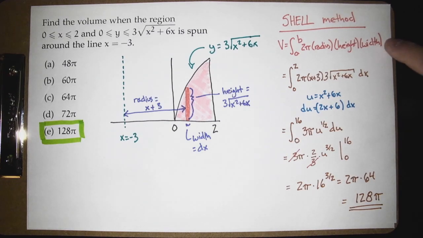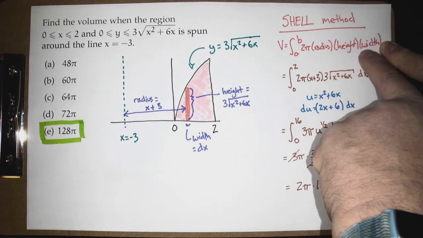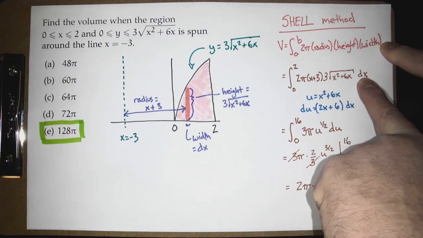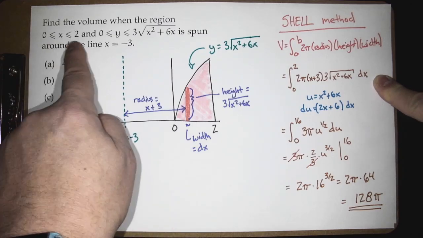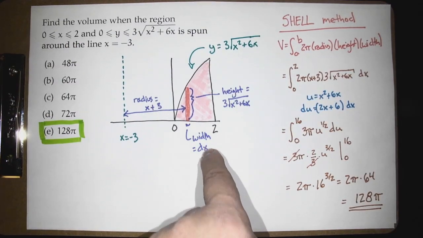All right, now I have my strategy in place. I pull out my shell method formula, and I start putting the pieces together. Well, my width is dx. I'm integrating with respect to x, because that's what the dx is telling me. And x is going from 0 to 2, and I can see it right there, 0 to 2. I have my 2 pi. That's always just 2 pi.